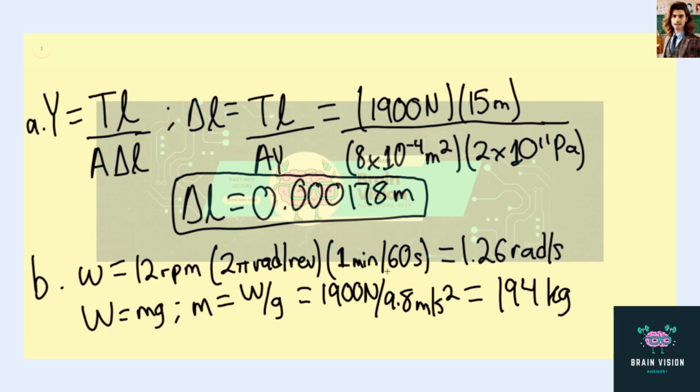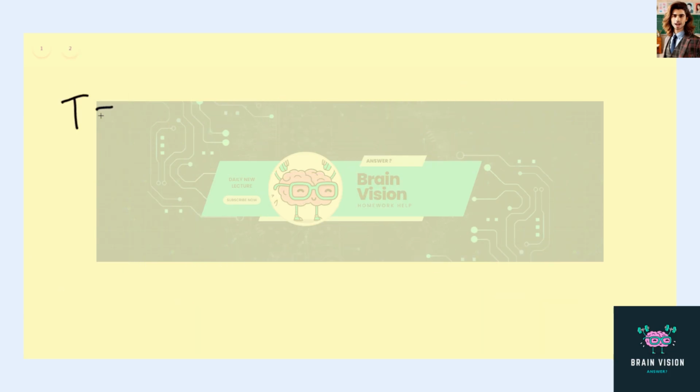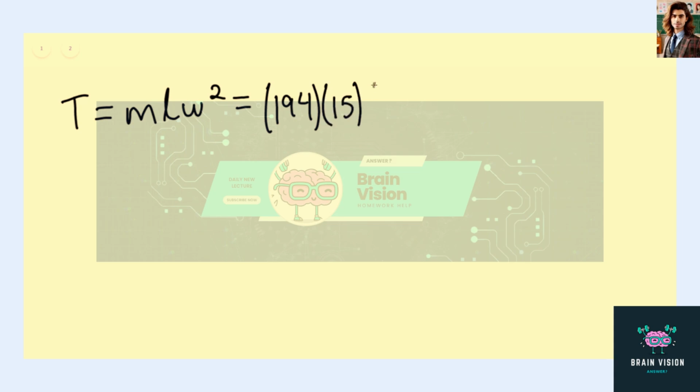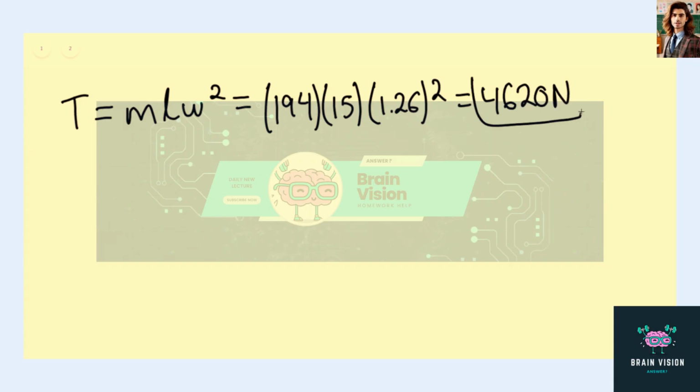So at this point, we can say that the tension force is going to be equal to the mass times the length times the omega squared. This would be equal to 194 kilograms times 15 meters times 1.26 radians per second squared. So this would be equal to 4,620 newtons. Again, even though this formula looks a little bit weird dimensionally, it does make sense, and this is the true formula for the tension force given that we have an angular velocity.